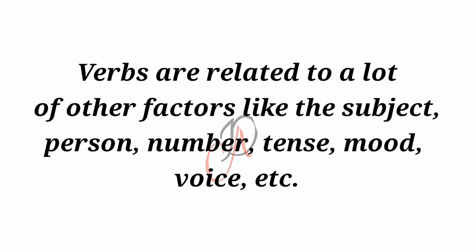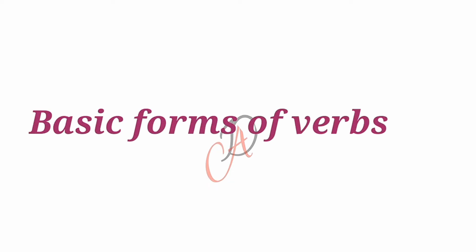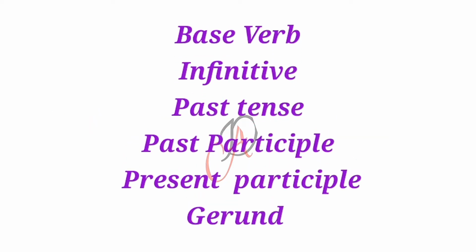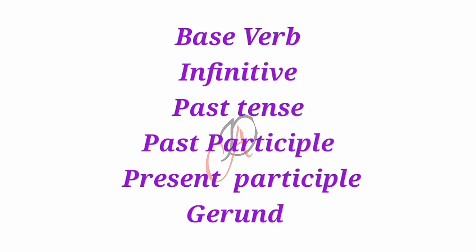So, verbs are related to a lot of other factors like the subject, person, number, tense, mood, voice, etc. Based upon all this, the verbs are mainly divided into two types. The first type of verbs are basic forms of verbs. There are six basic forms of verb and they are base form, infinitive, past tense, past participle, present participle, and gerund. So let's understand all the six basic forms in detail.